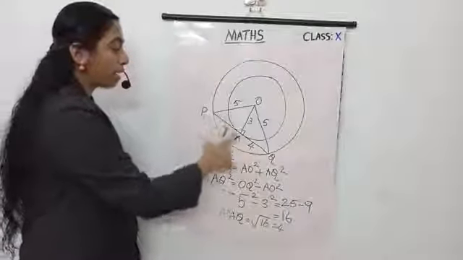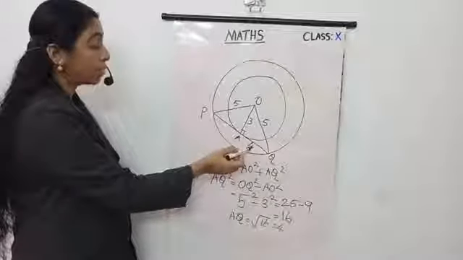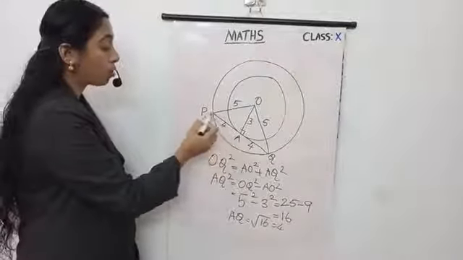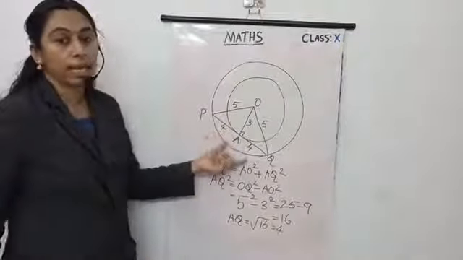A perpendicular to a line bisects that line segment. So this length is 4, then this is also 4. So the total length of this chord of the larger circle is 8.